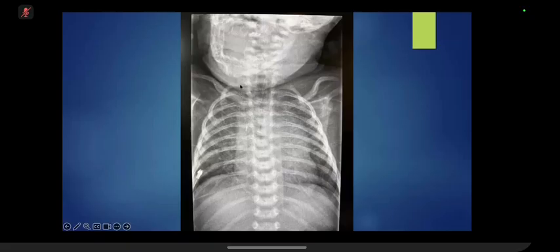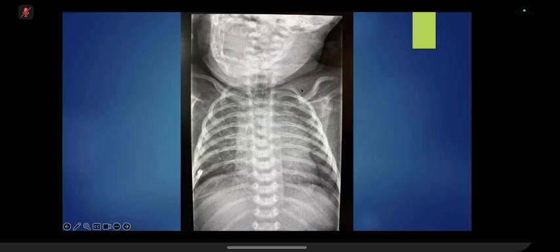Which soft tissue? This one? You're talking about this one? No, this one. Excuse me, just ignore it, because the baby's neck is down when they are performing the X-ray. So I think this shadow is for the neck.